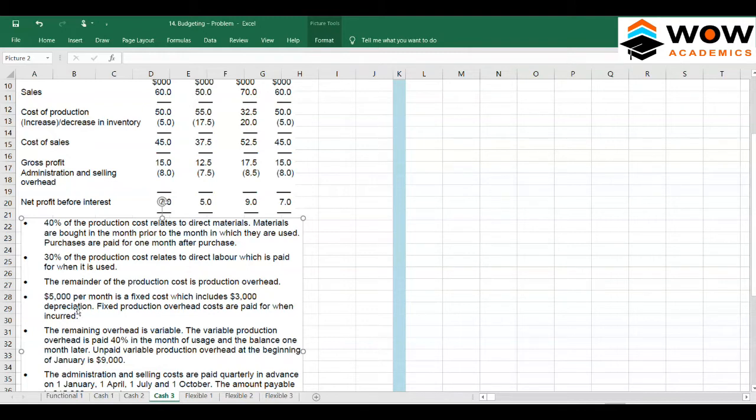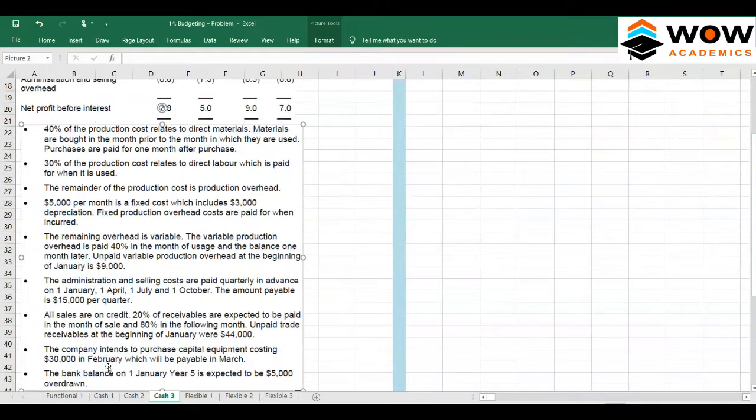So what about the balance of the production overhead? The variable production overhead is paid 40% in the month of usage and the balance in 1 month later. So that amount is paid 40% now and 60% later. The unpaid variable production overhead at the beginning of the month is 9,000. So the carried forward unpaid overhead is 9,000.